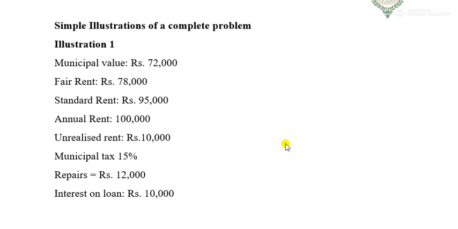So moving forward to reading the sums, you can see on your screens municipal value 72,000, fair rent 78,000, standard rent 95,000. These three things are used to calculate the expected rent. After that, we have annual rent of 1 lakh and unrealized rent of 10,000. This is a new thing in today's class and a very simple thing to understand. What is unrealized rent?